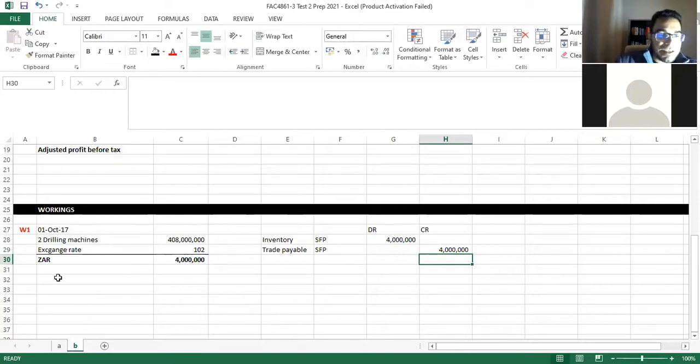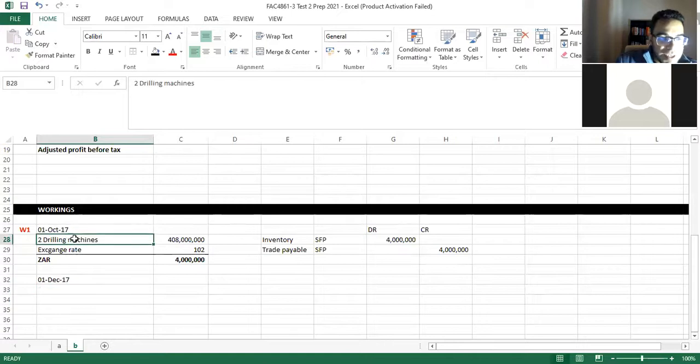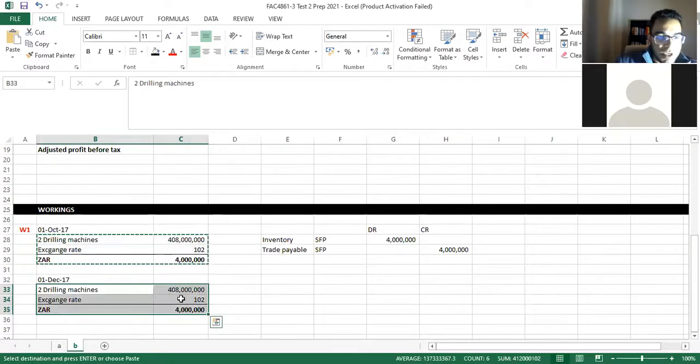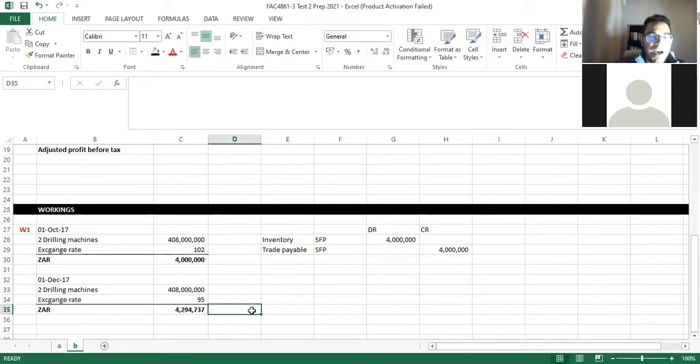Now we are settling it. So when we settle it on 1 December 2017, we are still going to do the exact same thing. Only difference is now this must be 95. So that needs to be 95. On this date, we don't change the inventory. On 1 October, we owed the supplier 4 million. Now on 1 December, we owe the supplier whatever that difference is.